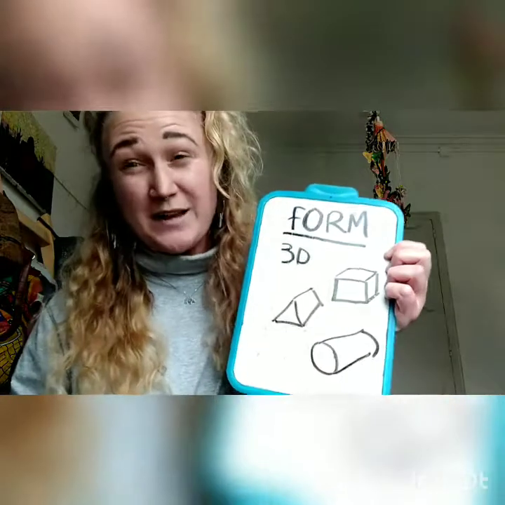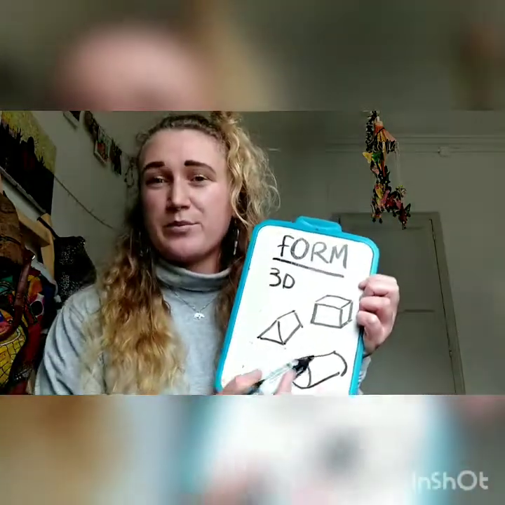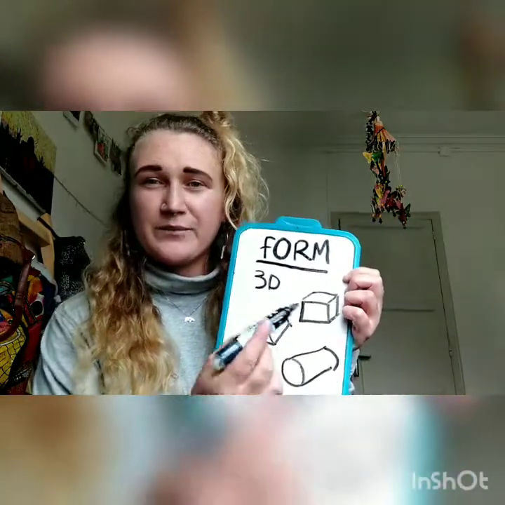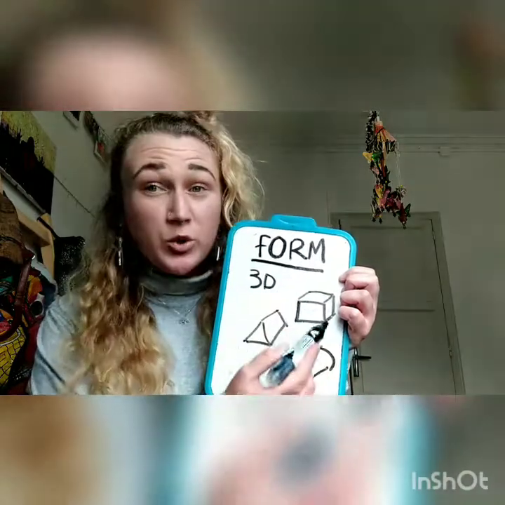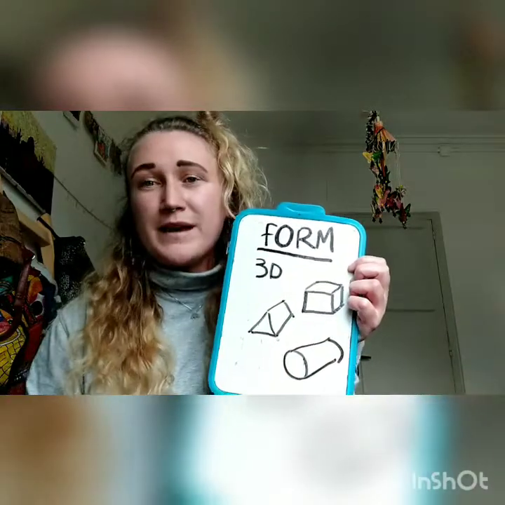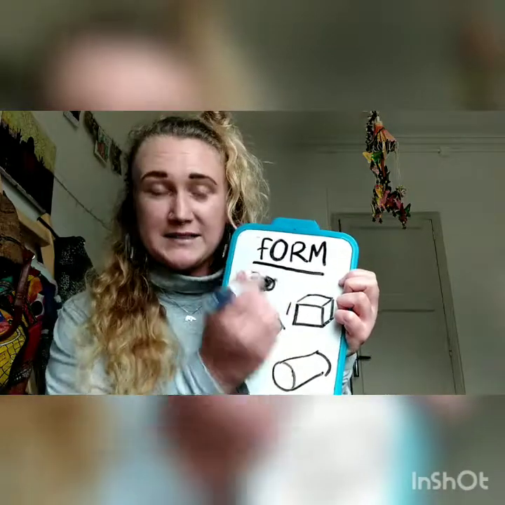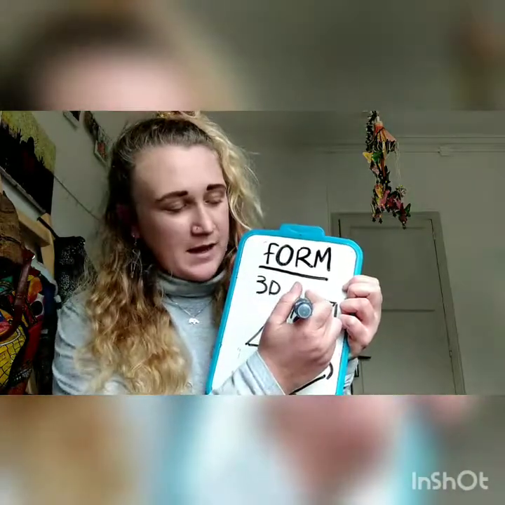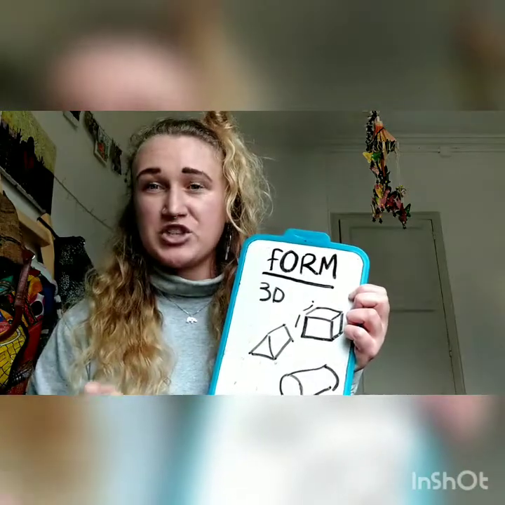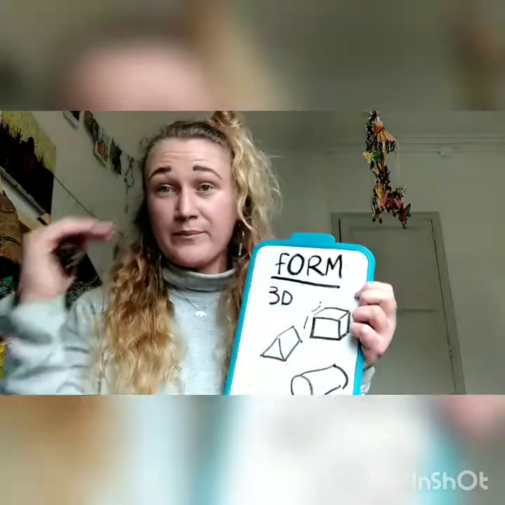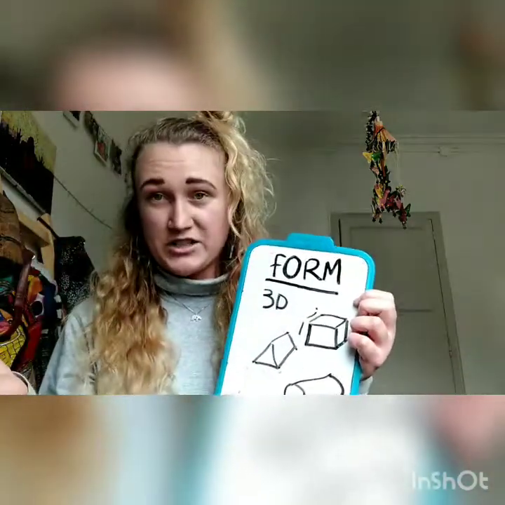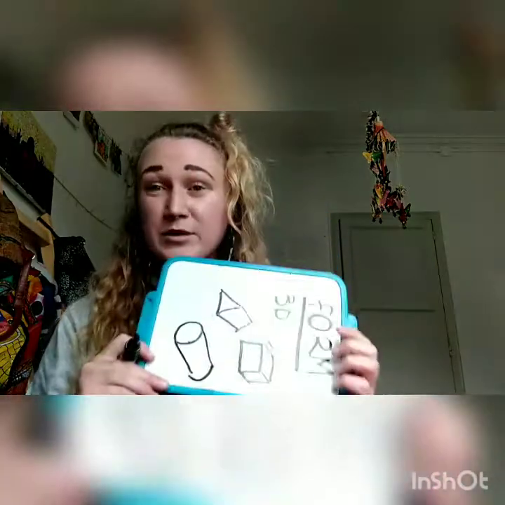Now these have different names. For example, this is called a cylinder. This is called a cube. But basically the important thing about form is it has height, width, and depth, rather than just height and width like a shape. Next I'm going to show you some pictures of different forms, and I want you to try and draw them.